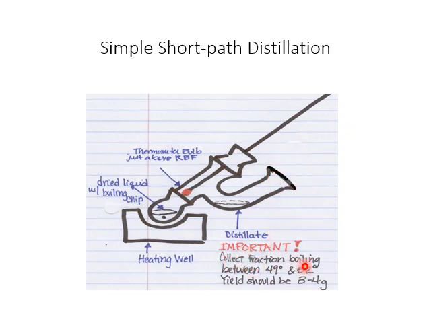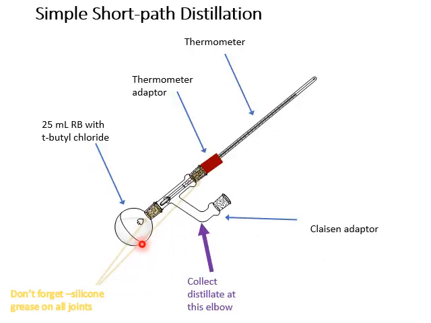But you want to collect the fraction that's going to be boiling between 49 degrees and 52 degrees Celsius. And your yield, we're going to see your yield. It depends. So again, this is another diagram for it. You have a round bottom flask with the terbutyl chloride. Don't forget, you always want to grease the joints, because otherwise, with all the vapors and the pressure, they might get stuck. So the Kleisen might get stuck to the round bottom flask, and you don't want that.